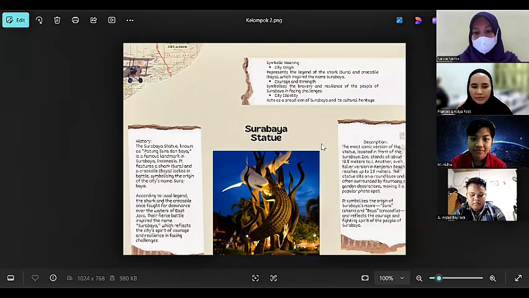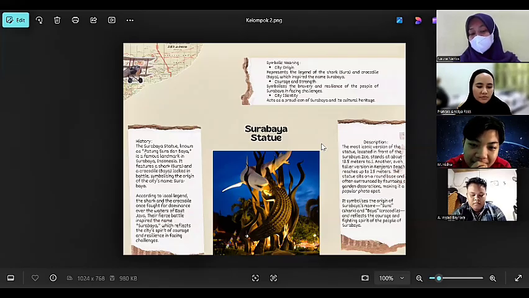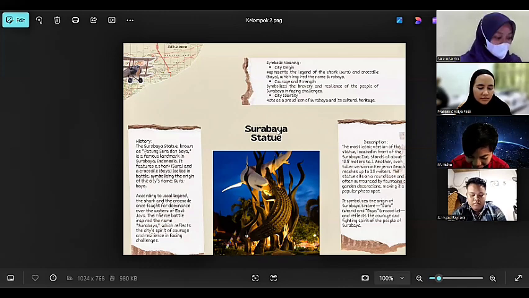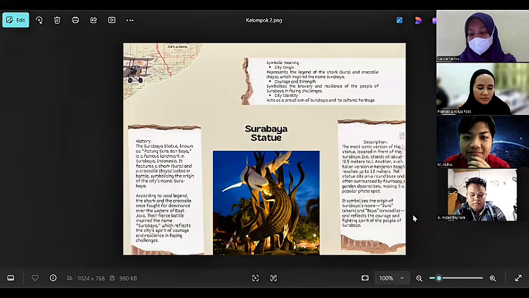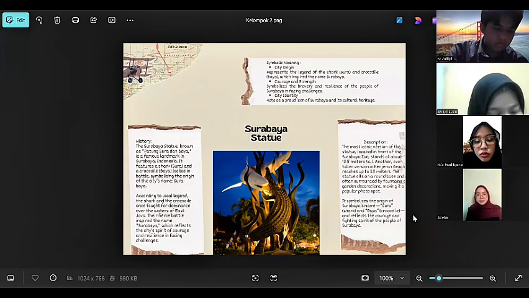Okay, thank you so much, group 2. So group 2 is talking about the Surabaya statue. Sura means shark and Baya means buaya. It is located in Surabaya. Now, does anyone else want to give a question or comment? Another group, group 1 or group 3 and 4? You can open your mic.